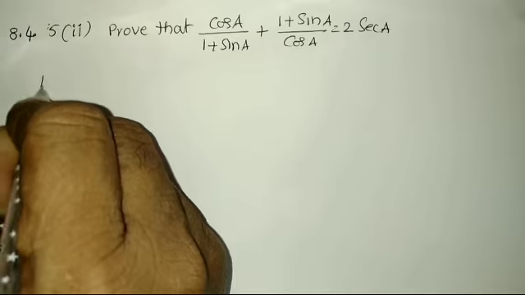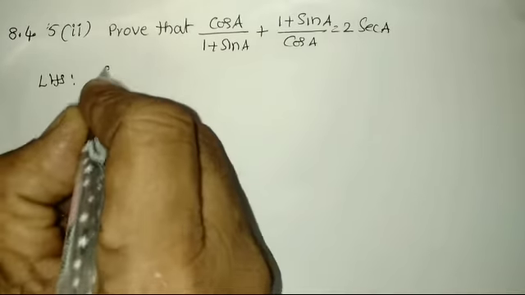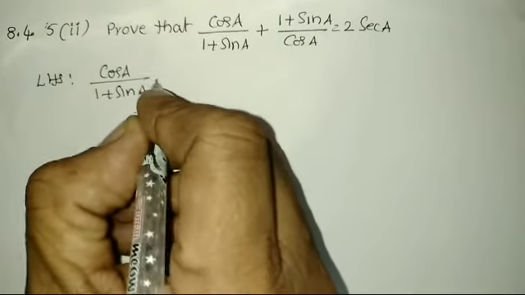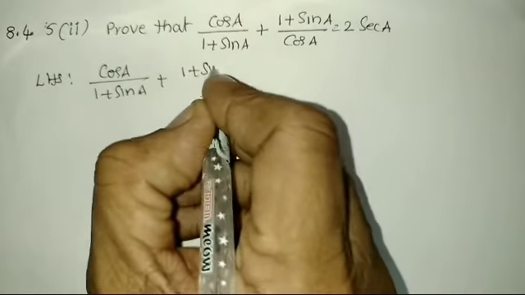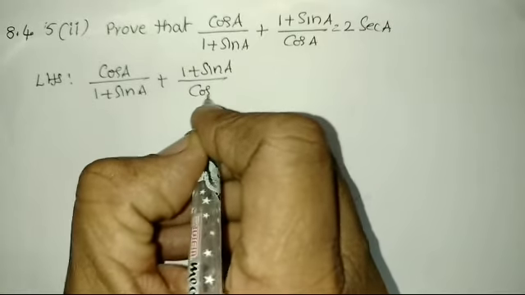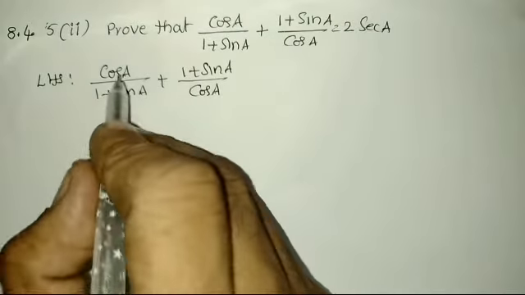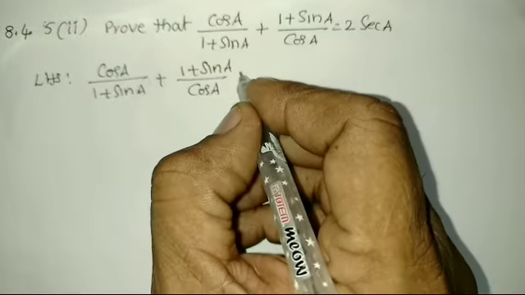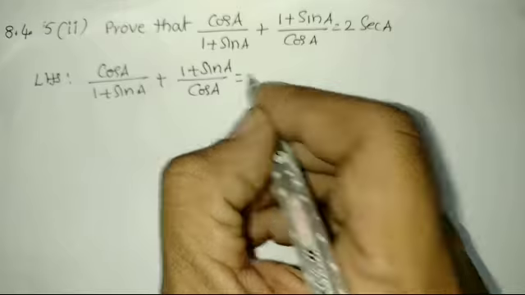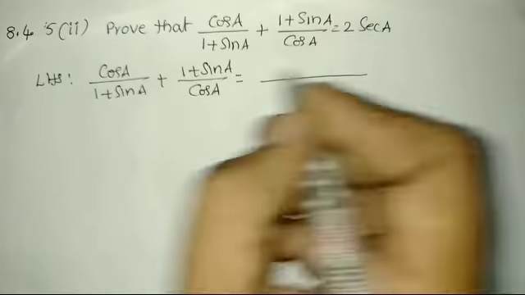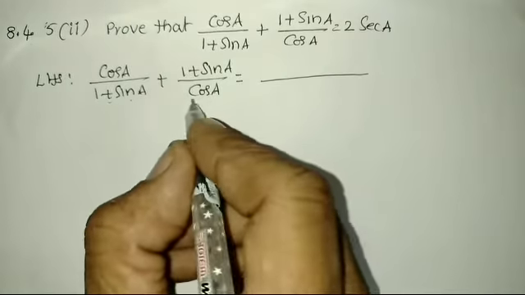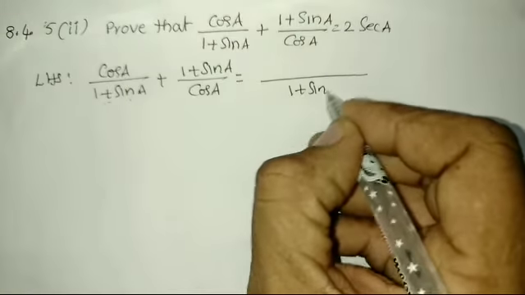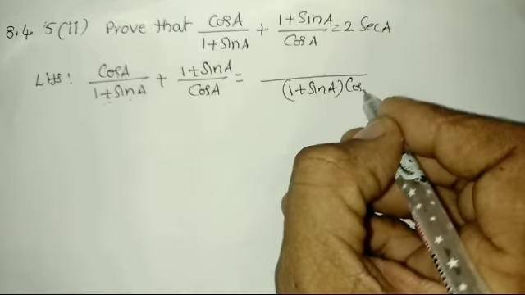Now we take the left hand side. Cos A by (1 plus sin A) plus (1 plus sin A) by cos A. Here we have two fractions, that is cos A by (1 plus sin A) plus (1 plus sin A) by cos A. Now we are going to add those two fractions. For that we have to take the LCM of 1 plus sin A and cos A. What is the LCM of 1 plus sin A and cos A? (1 plus sin A) into cos A.